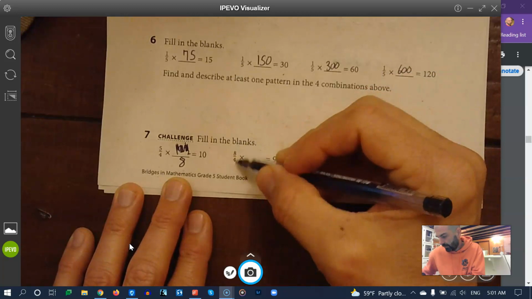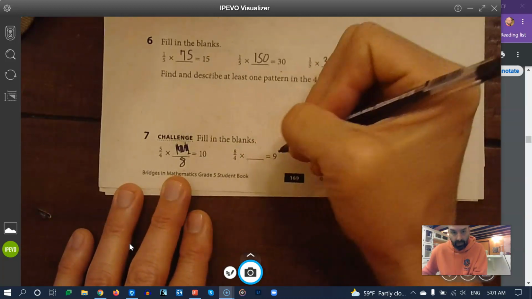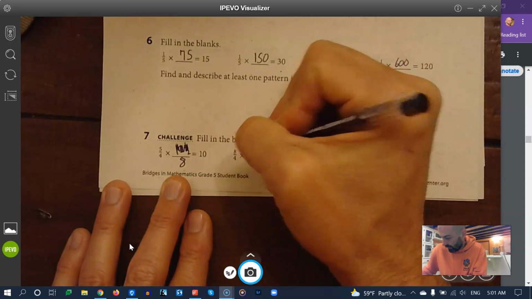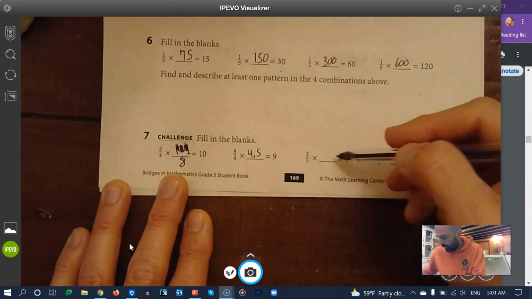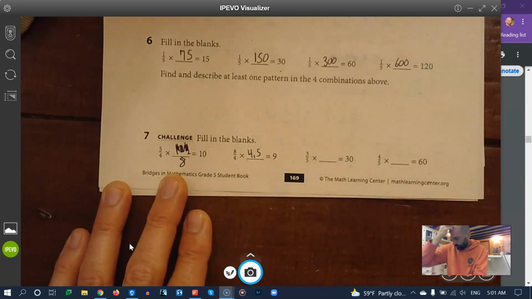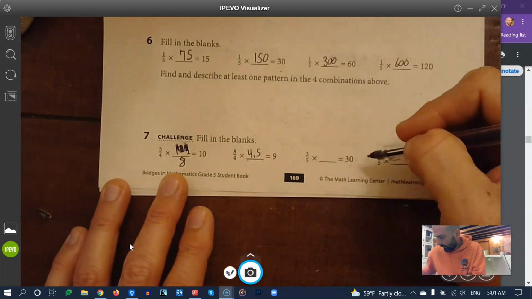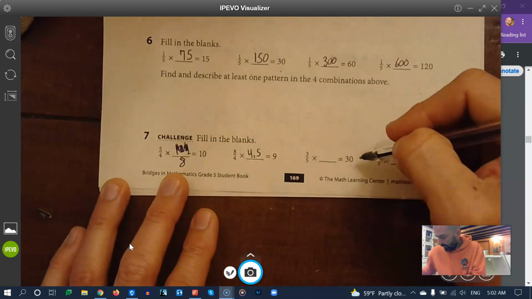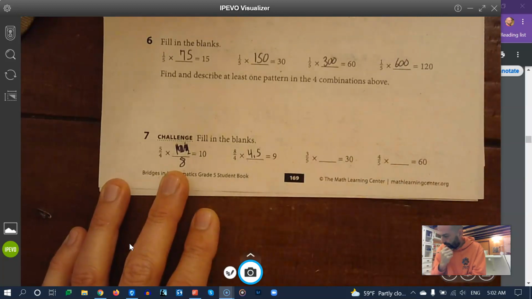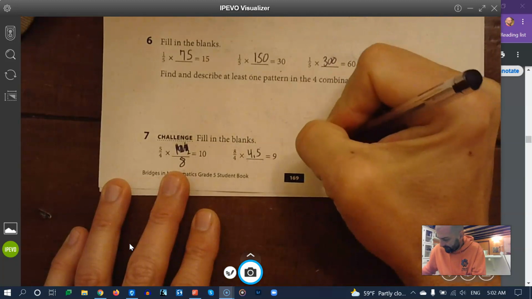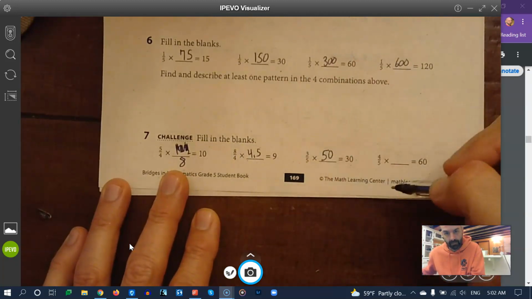Cool. 2 times something is 9. Well, that's half of 9 is 4.5. 3/5 of something is 30. It'd be like 50. 1/5 of 50 is 10. 3 times is 30.